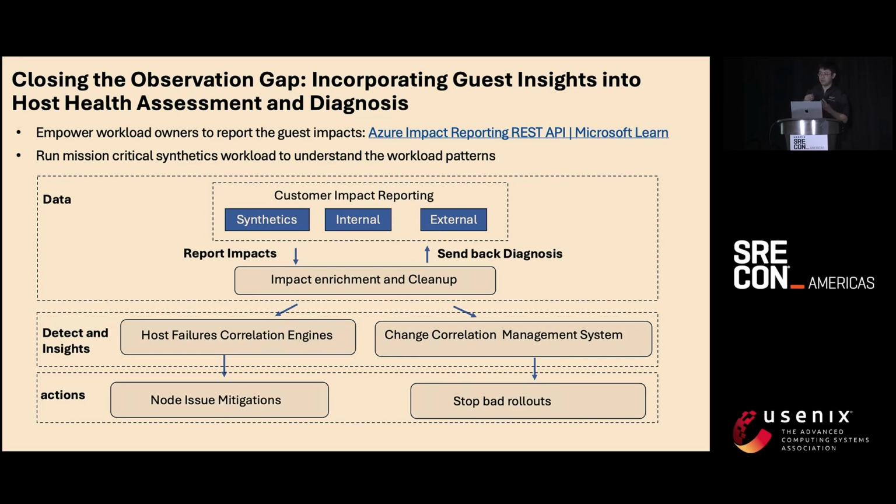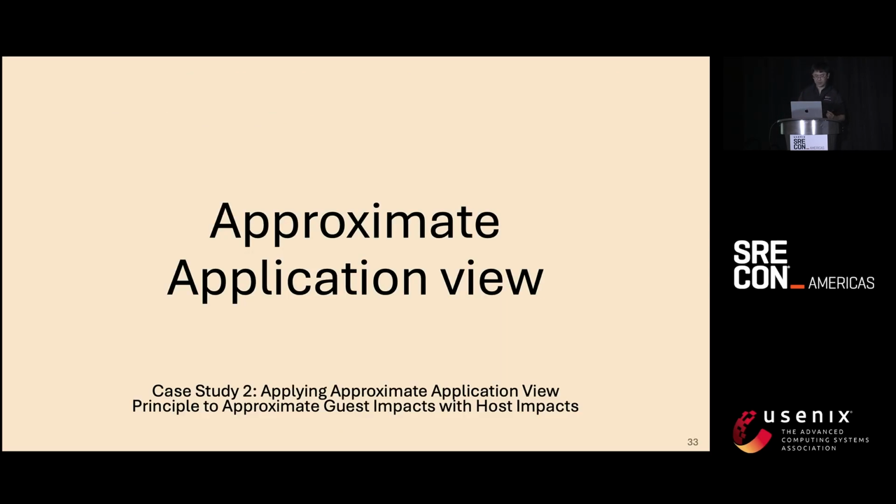And then we can take immediate action based on the impact to verify that what we observed on the host is not a red herring. It is a real issue that is causing a lot of pain to the customer. Then we can do the mitigation on the fly or prioritize the mitigation for those host issues. Or we can stop a bad rollout, right? Usually we know that the rollout, the change, is also always causing problems.